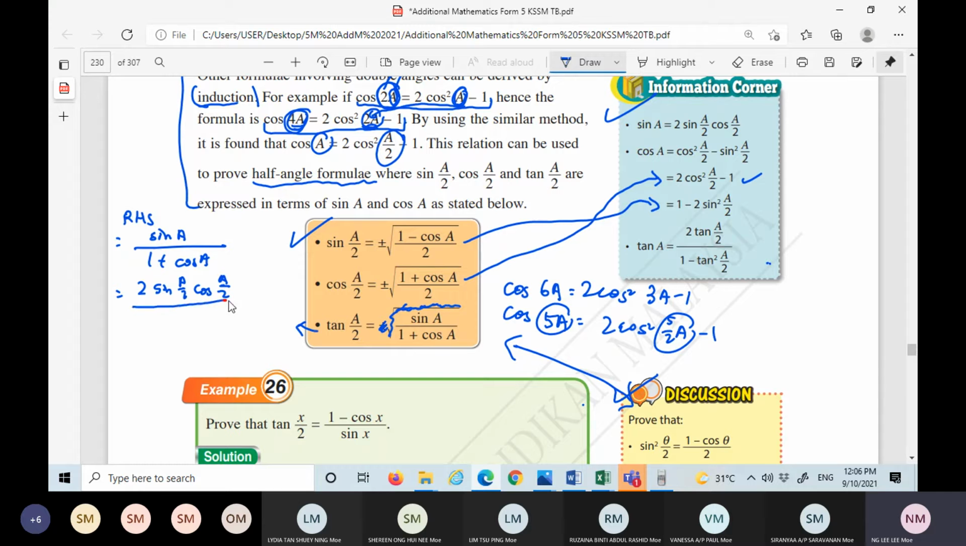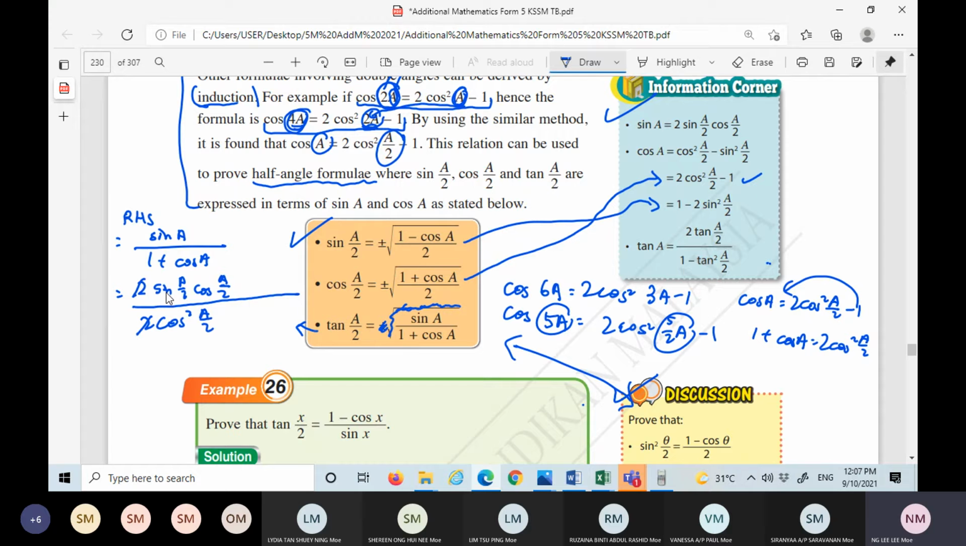This one you want to copy, can? Okay, then 1 plus cos A. I try to find here, 1 plus cos A. I write here, cos A is equal to 2 cos square A over 2 minus 1, so this one come to here, 1 plus cos A becomes 2 cos square A over 2.